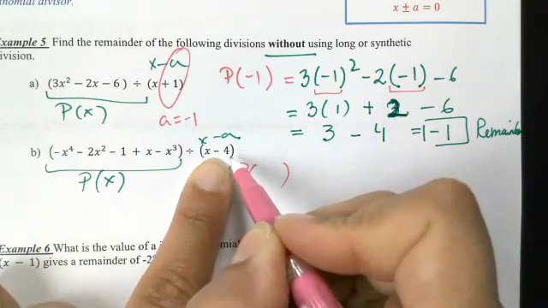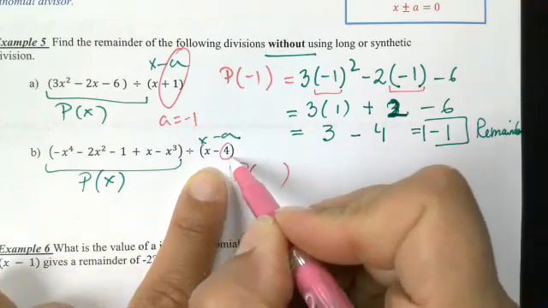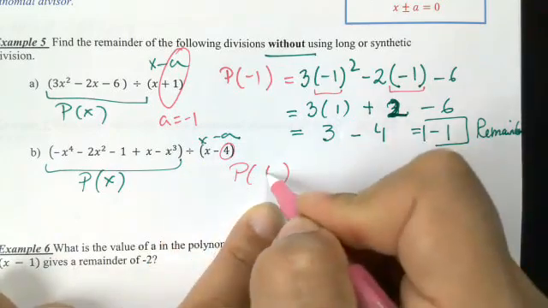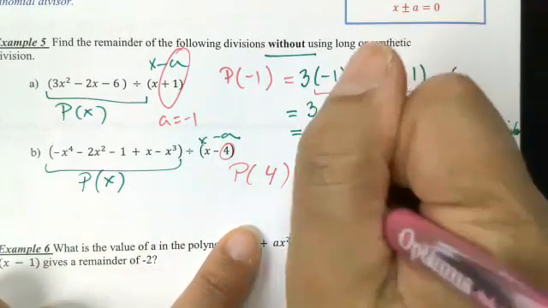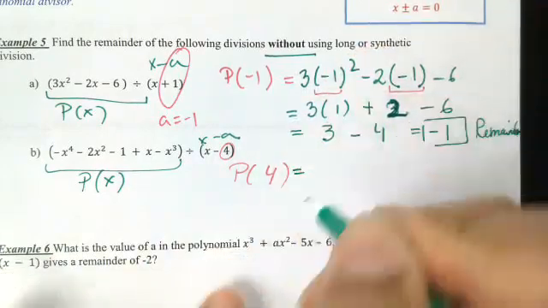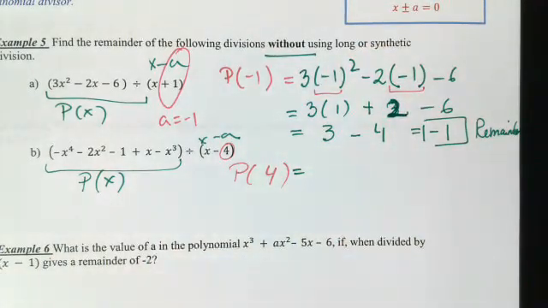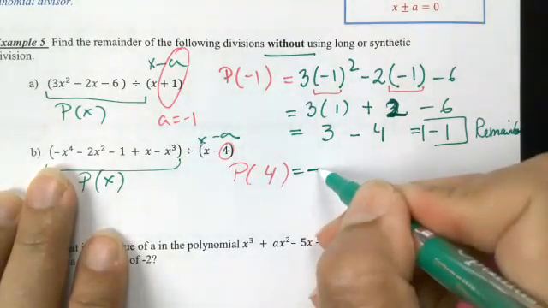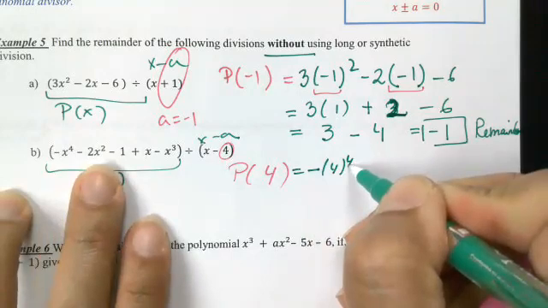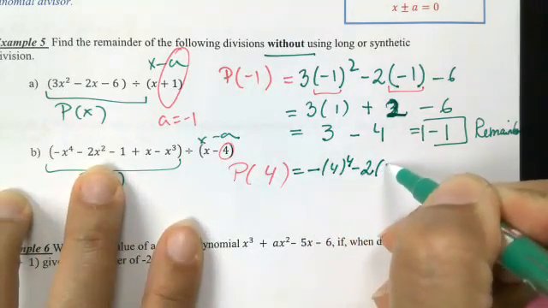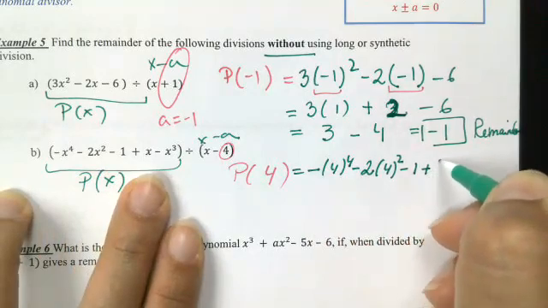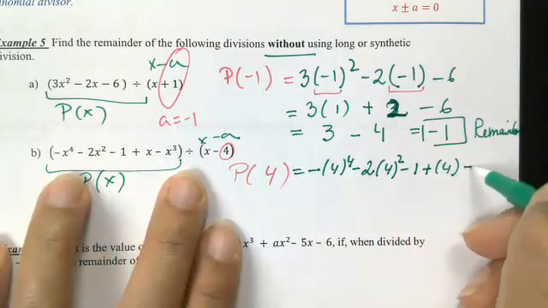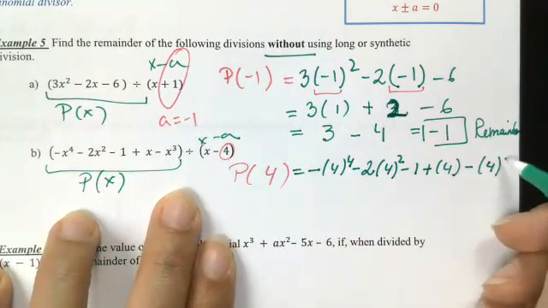Not -4, but the opposite of that, okay? You want what comes after negative, which is +4. So everywhere we see an x, we're gonna replace it with the 4 and calculate it. -4 to the 4, minus 2 times 4 squared, minus 1 plus 4, minus 4 cubed.